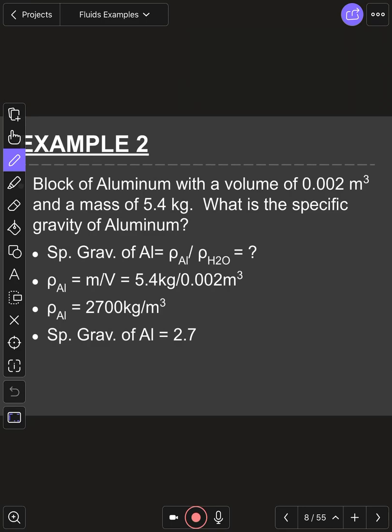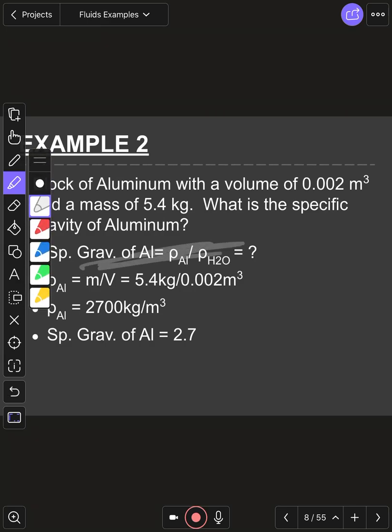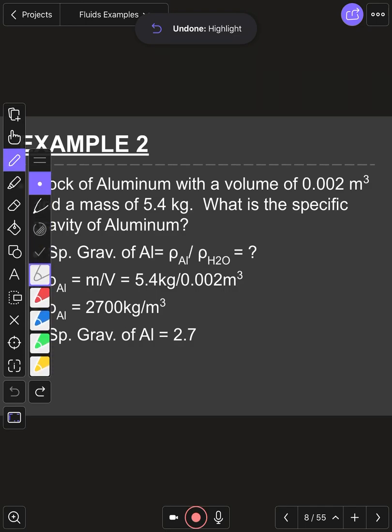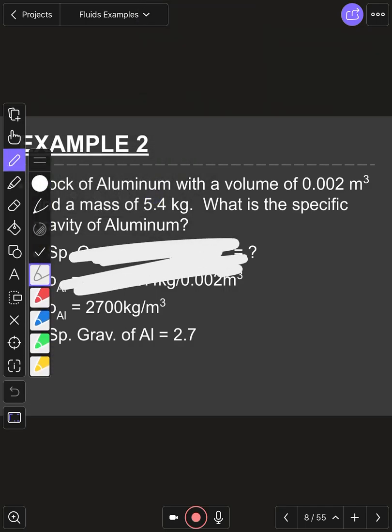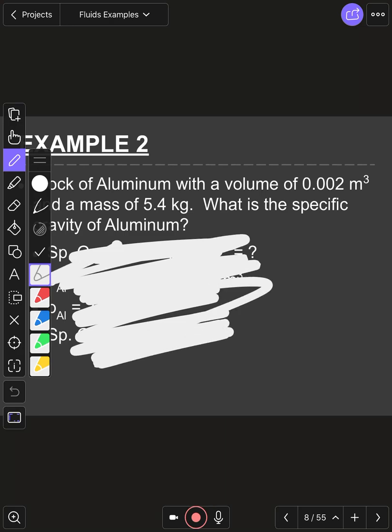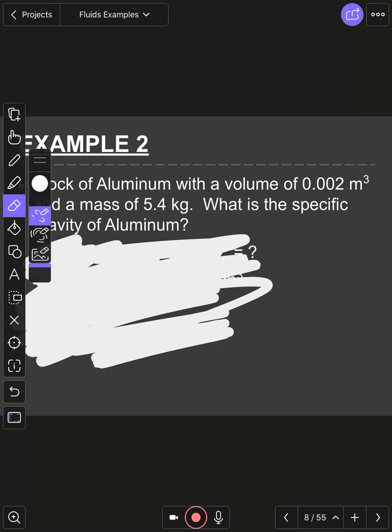Example 2. Again, it gives you the answer, so let's try to pretend that's not there. Not that you can't pause and go back. And I'll just erase as I go on. All right. So a block of aluminum with a volume of 0.002 meters cubed and a mass of 5.4 kilograms. What is the specific gravity of aluminum?